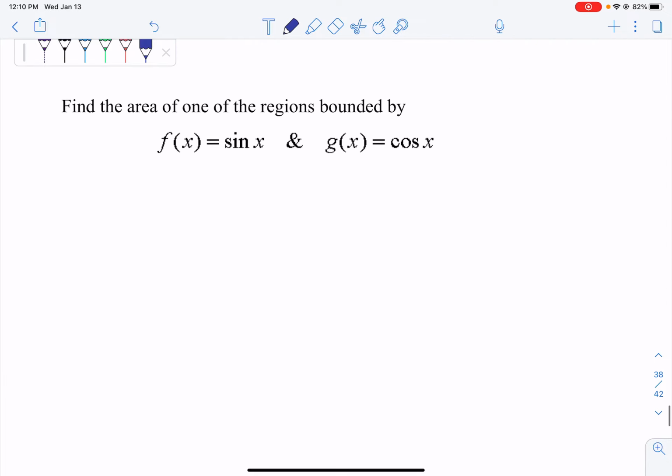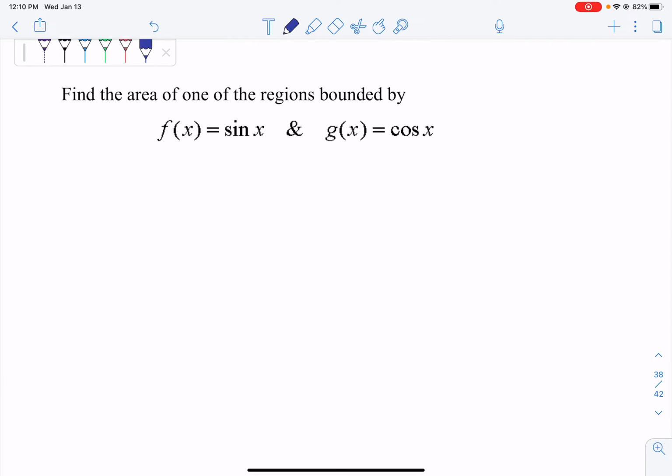Okay, find the area of one of the regions. I like this question. One of the regions bounded by f of x equals sine of x, and g of x equals cosine of x. So if I were to draw this, okay, I know some of us don't have as much experience drawing sine and cosine curves. But if I were to draw this, remember, sine are my y values, right?